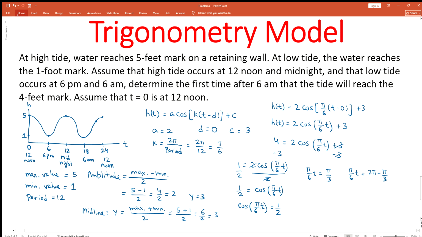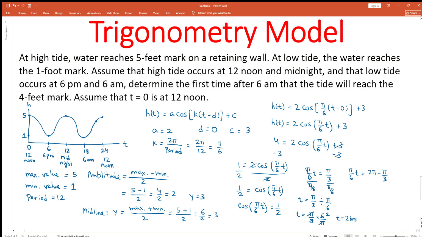We should solve for t in these equations. In the first equation, we should divide both sides by pi over 6. We can simplify the expression by writing it as a division statement. Next, we can change it into a multiplication statement by flipping the fraction pi over 6 to 6 over pi. We can simplify this expression. The pi's cancel each other out and we can reduce 6 and 3. I get t equals 2 hours.